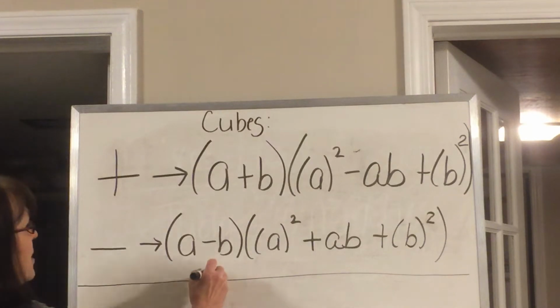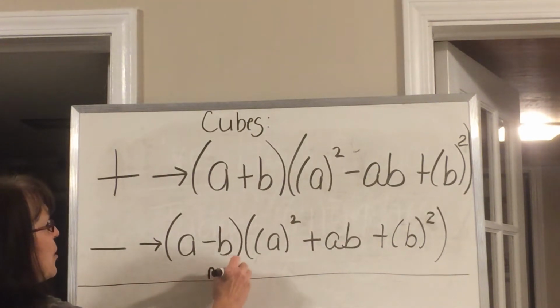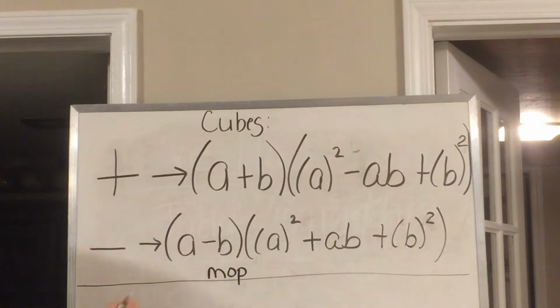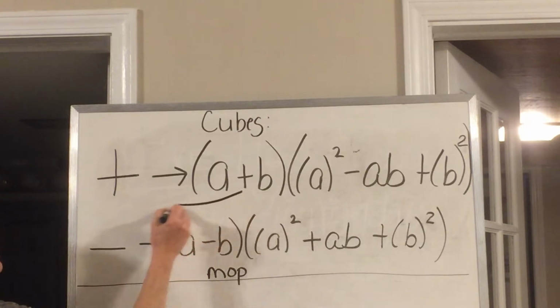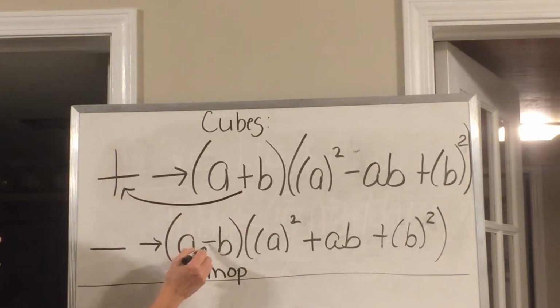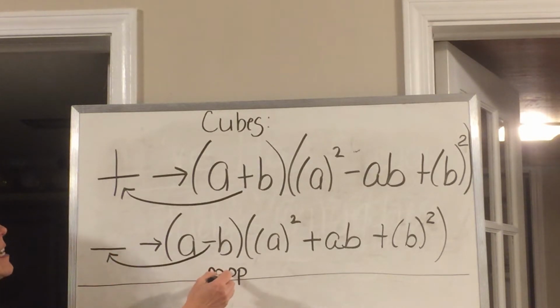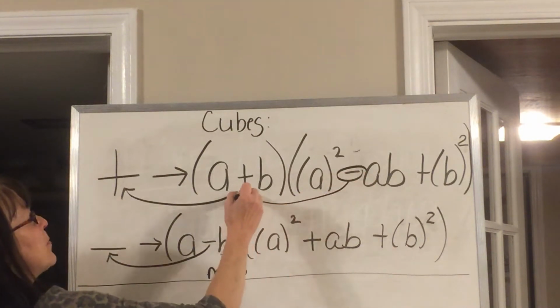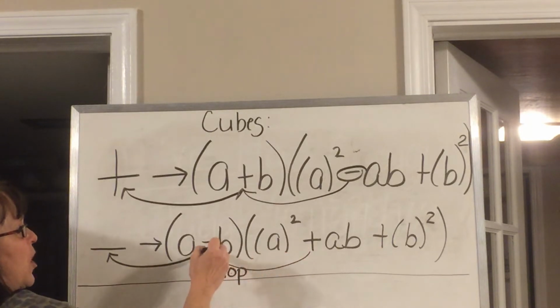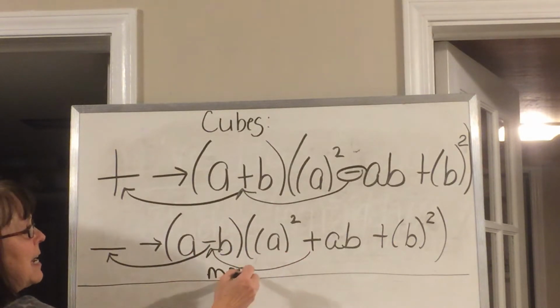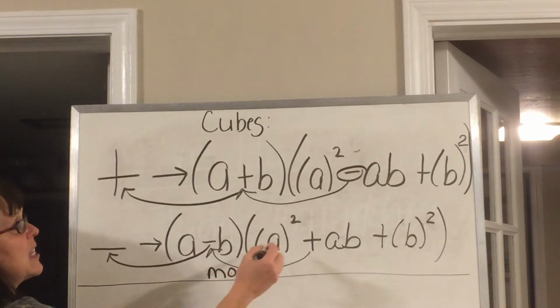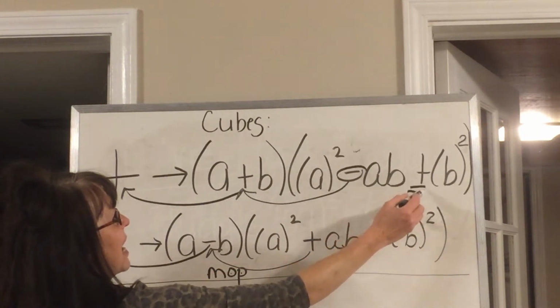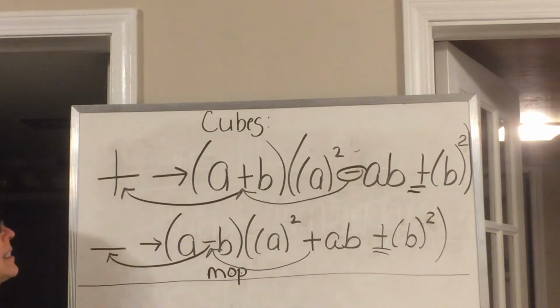I want to introduce you to something called MOP. It helps you memorize your signs. The M stands for match. In other words, that first sign always matches whatever's in the problem. The O stands for opposite. So that second sign is always the opposite of what that first sign is. And the last one, the P, stands for plus. The last sign is always a plus sign.